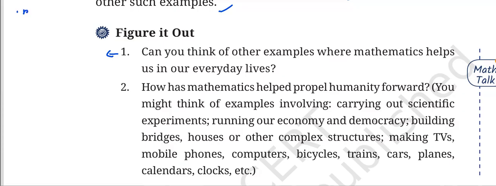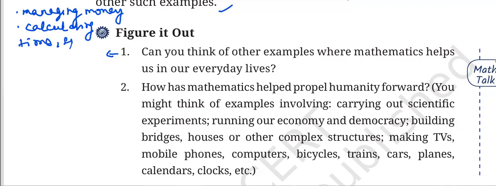Yes, first one is managing money. Then, yes, calculating time, speed, measuring ingredients for cooking. Measuring ingredients, like 50 ml or 20 ml of liquid we have to pour into it. So, measuring ingredients for cooking.